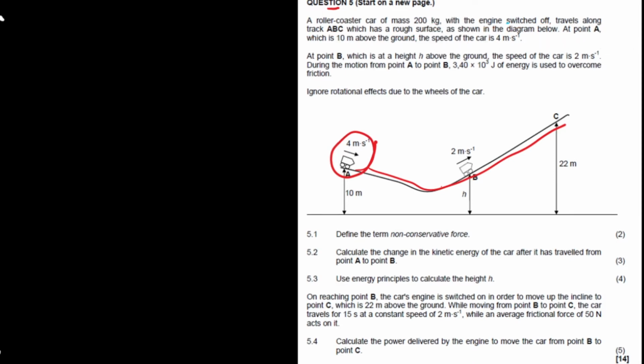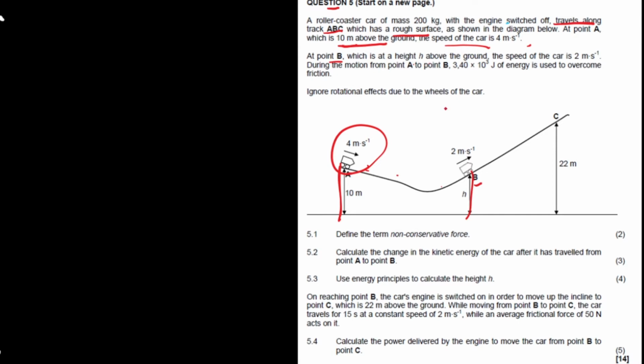So now this car is going to travel along this track, I mean this path. But this path, they say, has a rough surface, which means we must have a friction force. At point A, the height is 10 meter above, and the speed of the car is 4 meter per second. So when it's here, the speed is 4 meter per second.